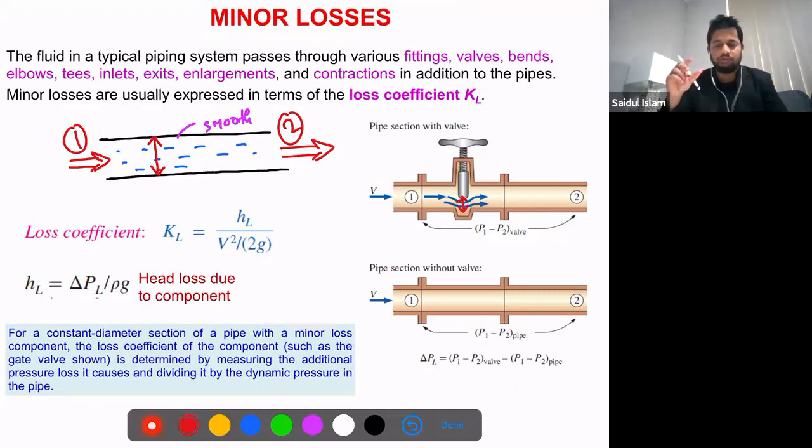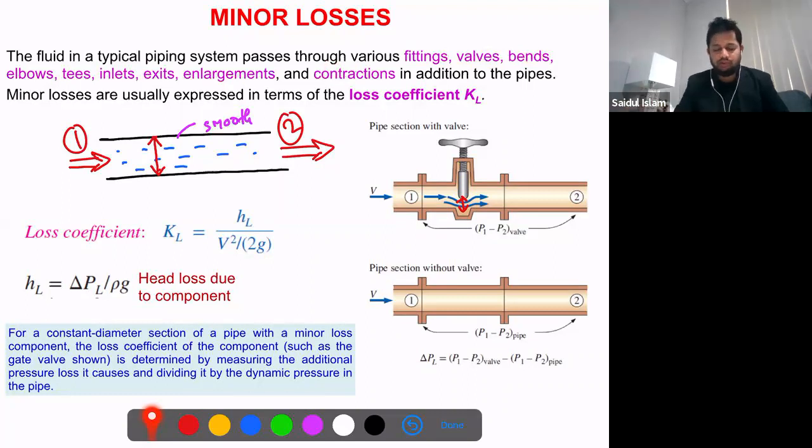So the fluid flow surface area reduces. That means it becomes narrow. Now it is acting like a stenosis pipe. So it's kind of a contraction. Due to this contraction, this narrow surface area, we expect high velocity here and low pressure. So we will experience some sort of pressure loss, and this loss we usually call the minor loss.